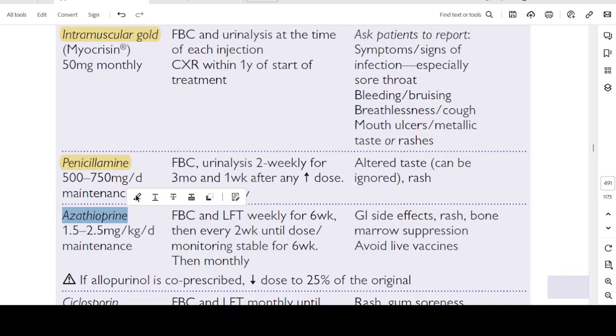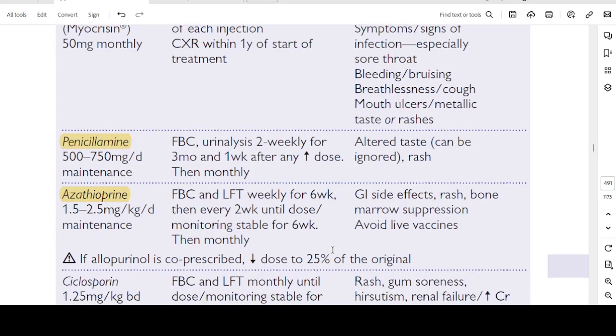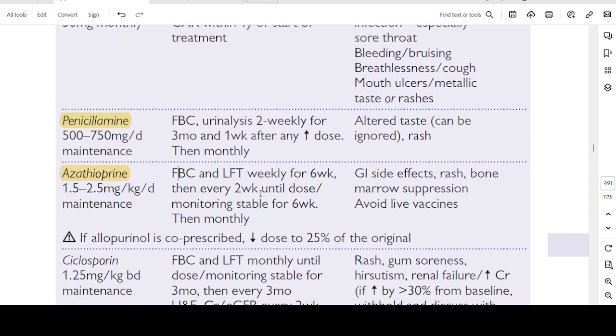Azathioprine, 1.5 to 2.5 milligrams per kg per day maintenance. FBCs and LFTs weekly for 6 weeks, and then every 2 weeks until the dose is stable for 6 weeks. So here also you have to have intensive monitoring: every week for 6 weeks, and then every 2 weeks until the dose is stable for 6 weeks. And then after that you can check it monthly.